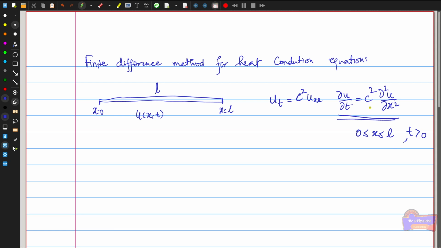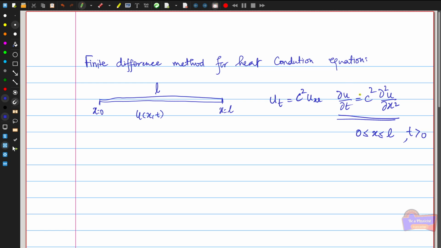Here c squared is a constant which depends upon the material property of the rod. If you are using an iron rod or a copper rod, the spreading of heat from the source point to other points differs for different materials. So that is defined by the constant c squared.